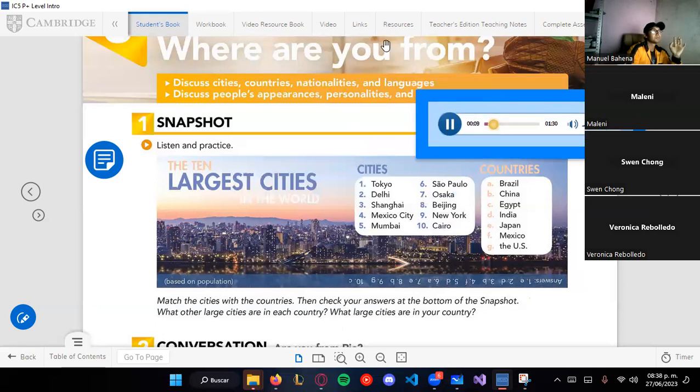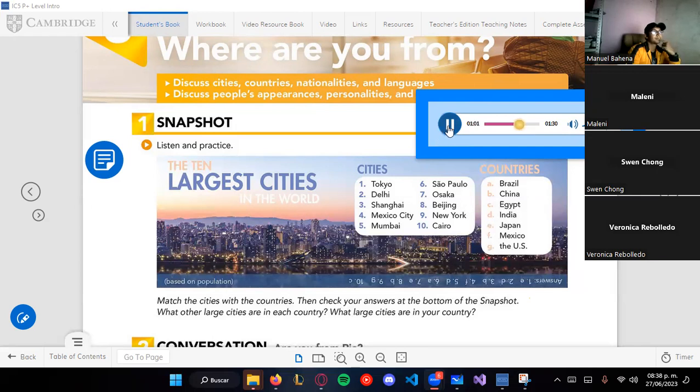Snapshot. The 10 largest cities in the world. Listen and practice. Cities. 1. Tokyo. 2. Delhi. 3. Shanghai. 4. Mexico City. 5. Mumbai. 6. Sao Paulo. 7. Osaka. 8. Beijing. 9. New York. 10. Cairo.